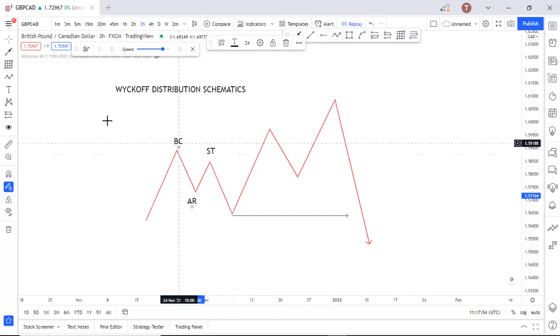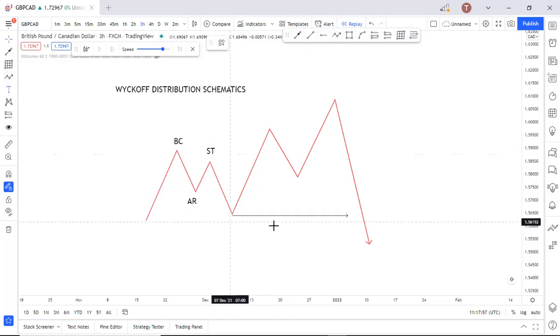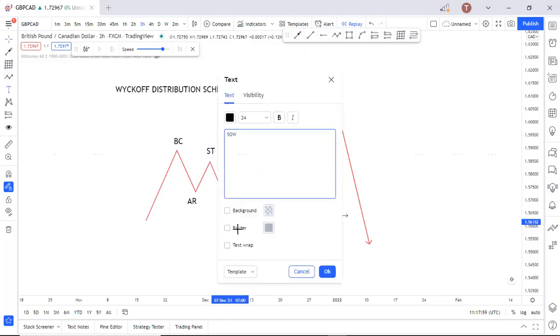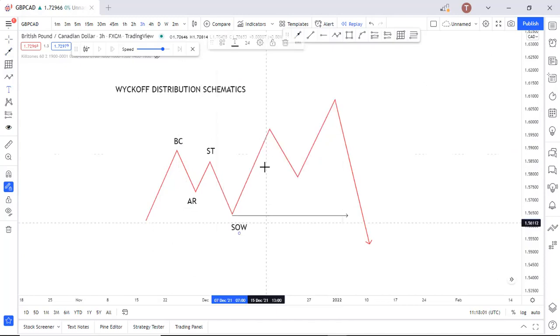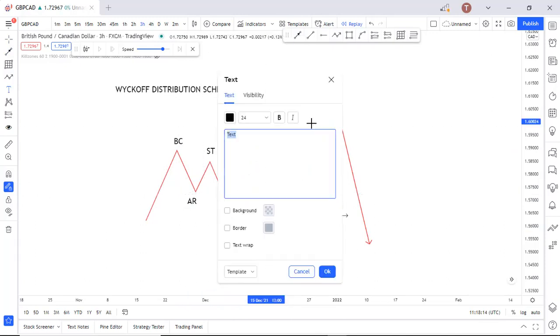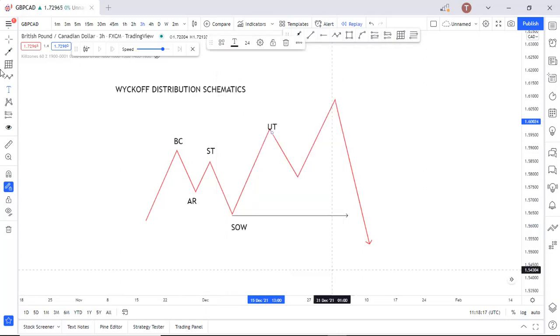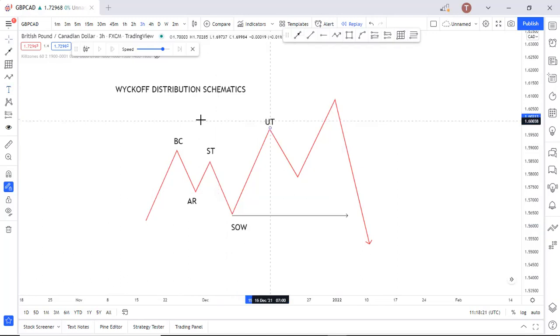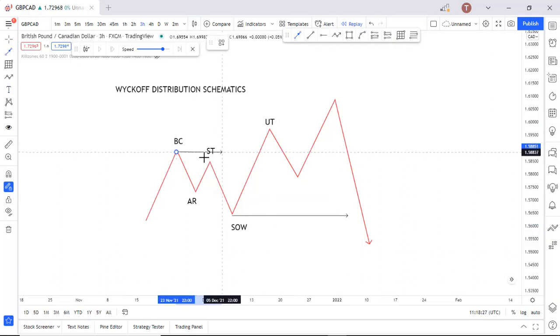And after this secondary test, we move on to what we call the sign of weakness, also known as SOW. The sign of weakness takes out the automatic rally, breaking the automatic rally. Then after, we have what we call the Upthrust. We have the Upthrust breaking above the buying climax, taking out both the buying climax and the secondary test.